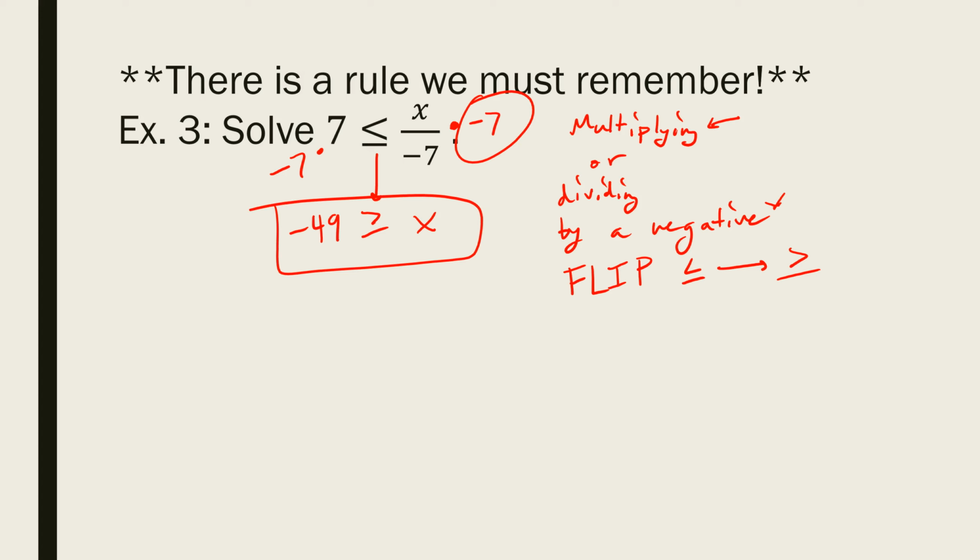I could make a whole video on why that's the case, but basically it has to do with the fact that on a number line, when you're doing positive numbers, they get bigger as you go to the right.